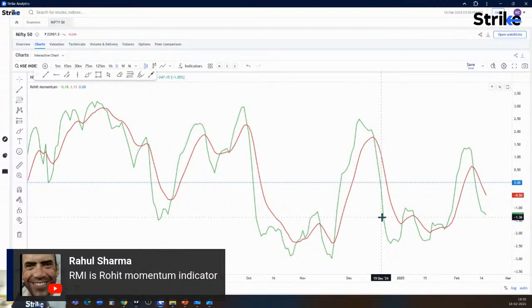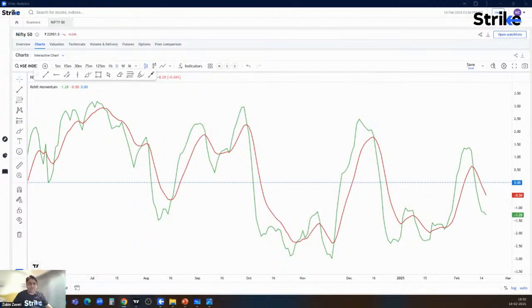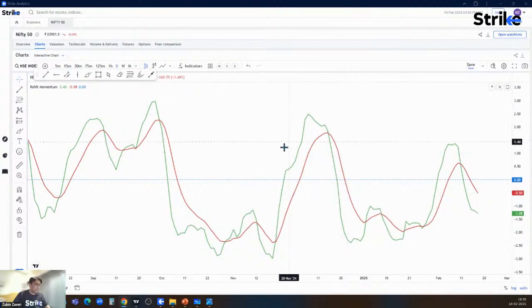signals. Okay. Yes, Rahul Sharma, you are absolutely right. RMI is Rohit momentum indicator. So exactly what it is and how does it work, I will tell you. Now, green line is the RMI line and the red line is its average. It is an average line.